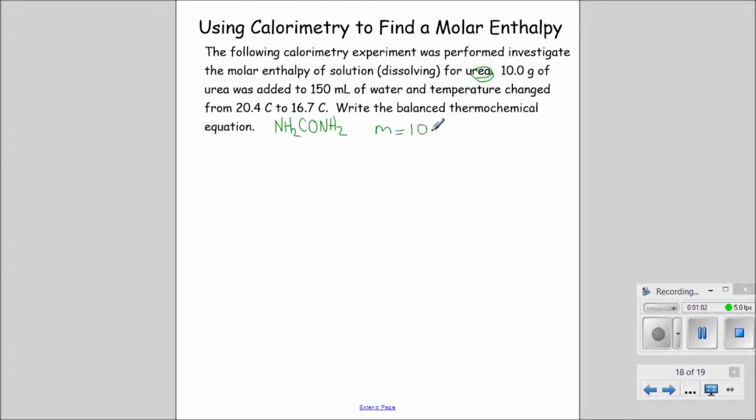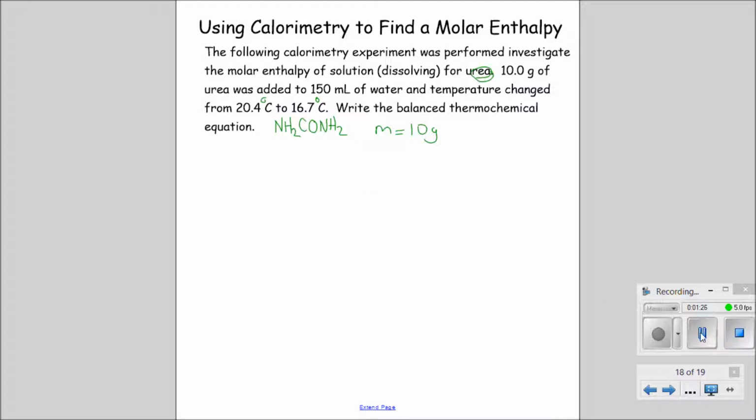And we are dissolving that solid urea into 150 milliliters of water. And the temperature changes from 20.4 degrees Celsius to 16.7 degrees Celsius. And it's asking us to write the balanced thermochemical equation. So first of all, we have to know how to do just the balanced chemical equation in the first place before we can add a heat term to it.